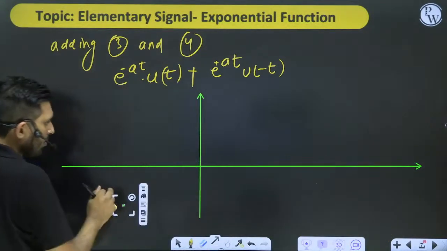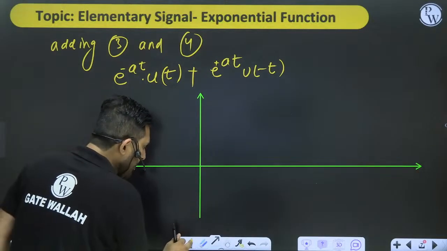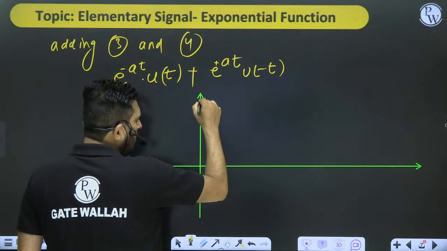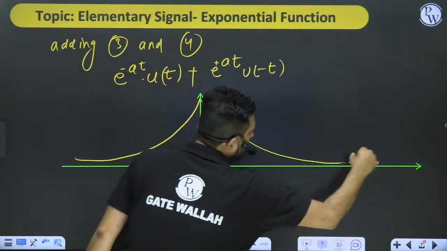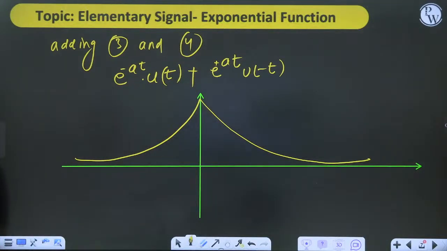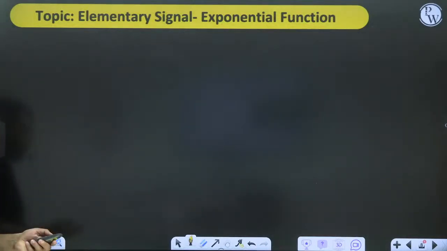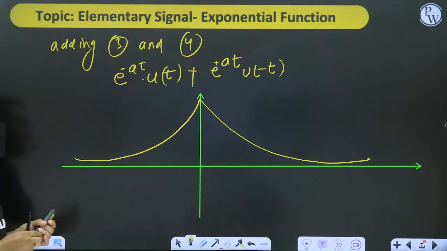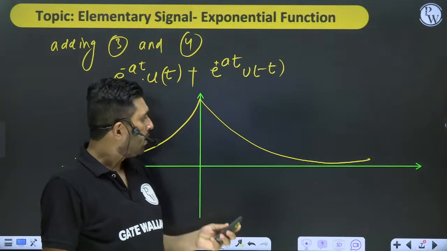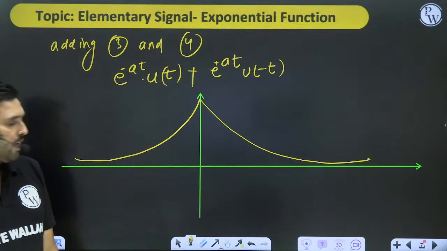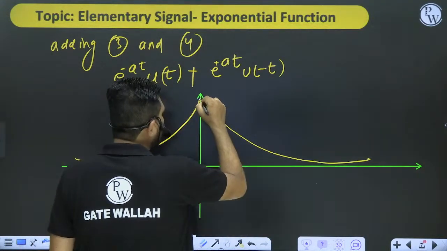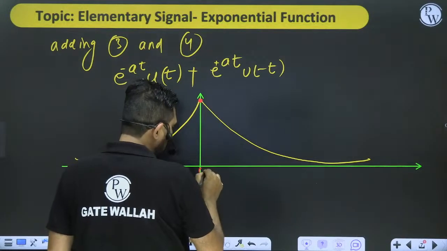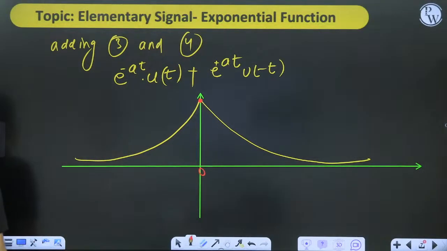Definitely I will get this function, a two-sided umbrella function. This is known as the umbrella function. And what is the value at 0? That is the interesting point. At 0, what is the value? What is the value at t equal to 0?